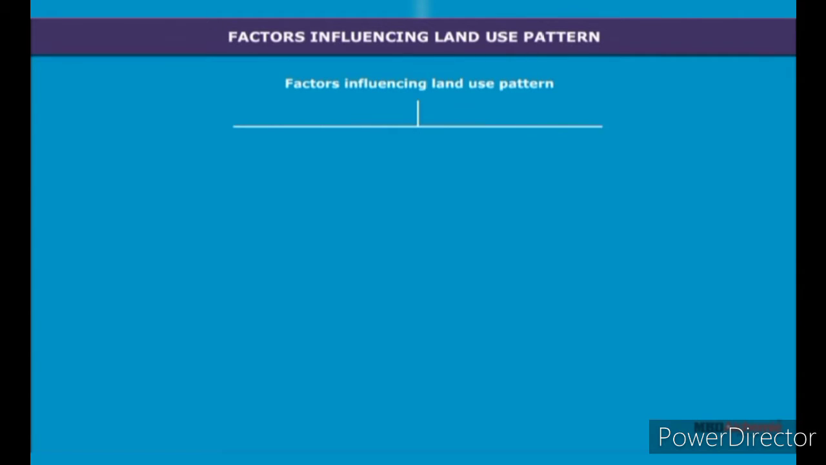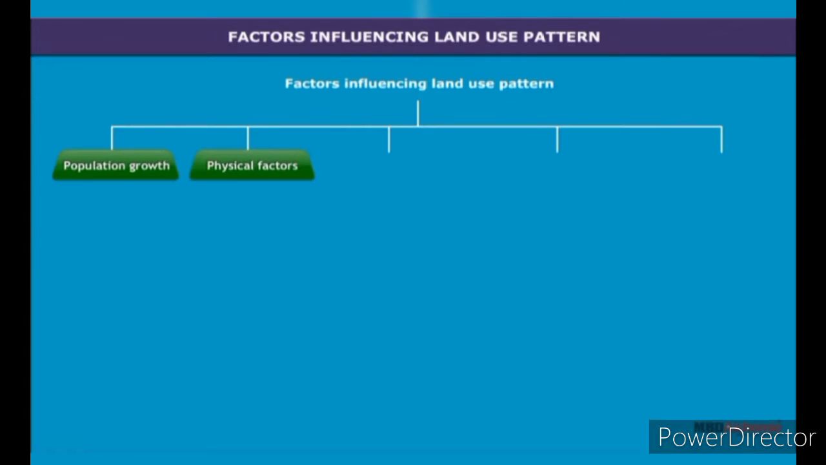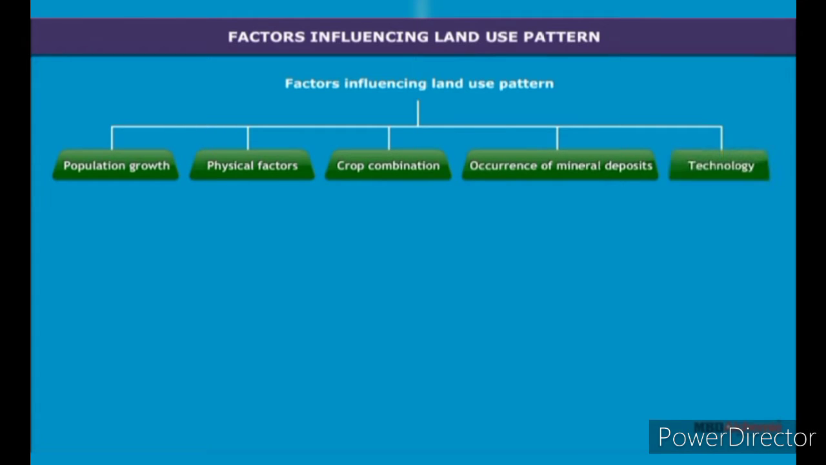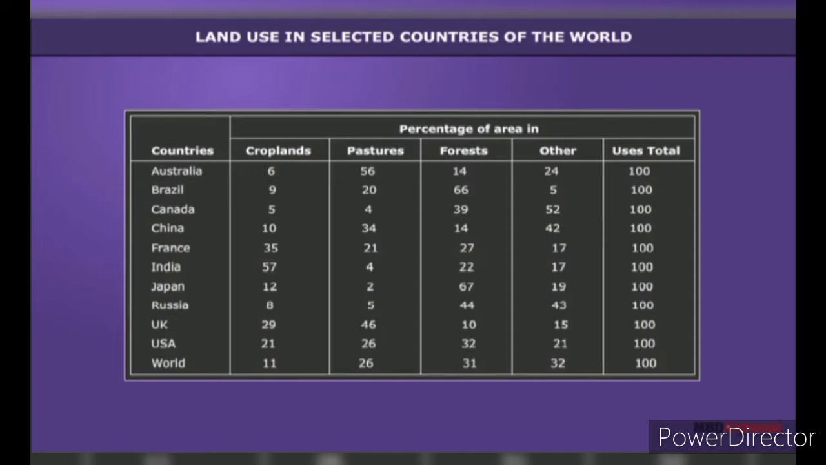Factors influencing land use patterns: population growth, physical factors, crop combination, occurrence of mineral deposits, technology. Land use in selected countries of the world. According to Table 1, many important inferences can be drawn.